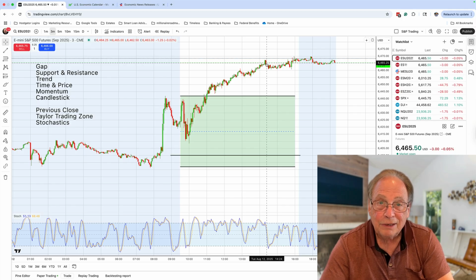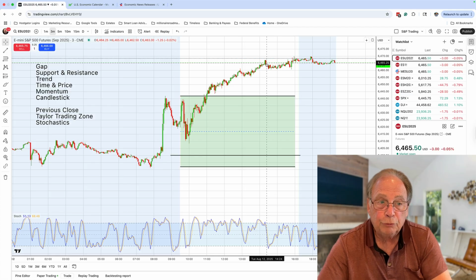So let's go to the simple part. There are only 6 trade setups that you have to know in trading: gap, support and resistance, trend, time and price, momentum, and candlestick. You see it here on my chart. In addition to those 6 trade setups, you should know the previous day's close. Easy, right? The previous day's close, where prices closed in the market you're trading the previous day. Now, I only use regular trading hours, not overnight trading hours.